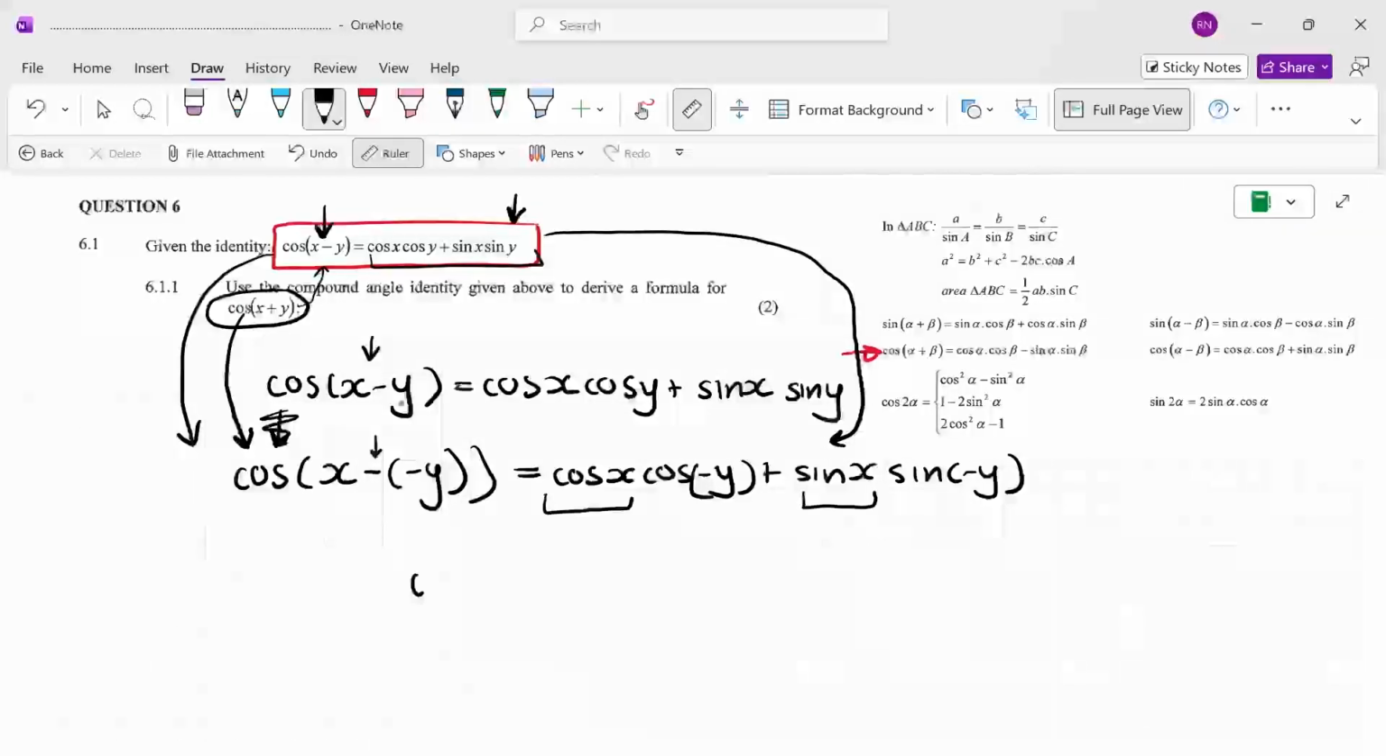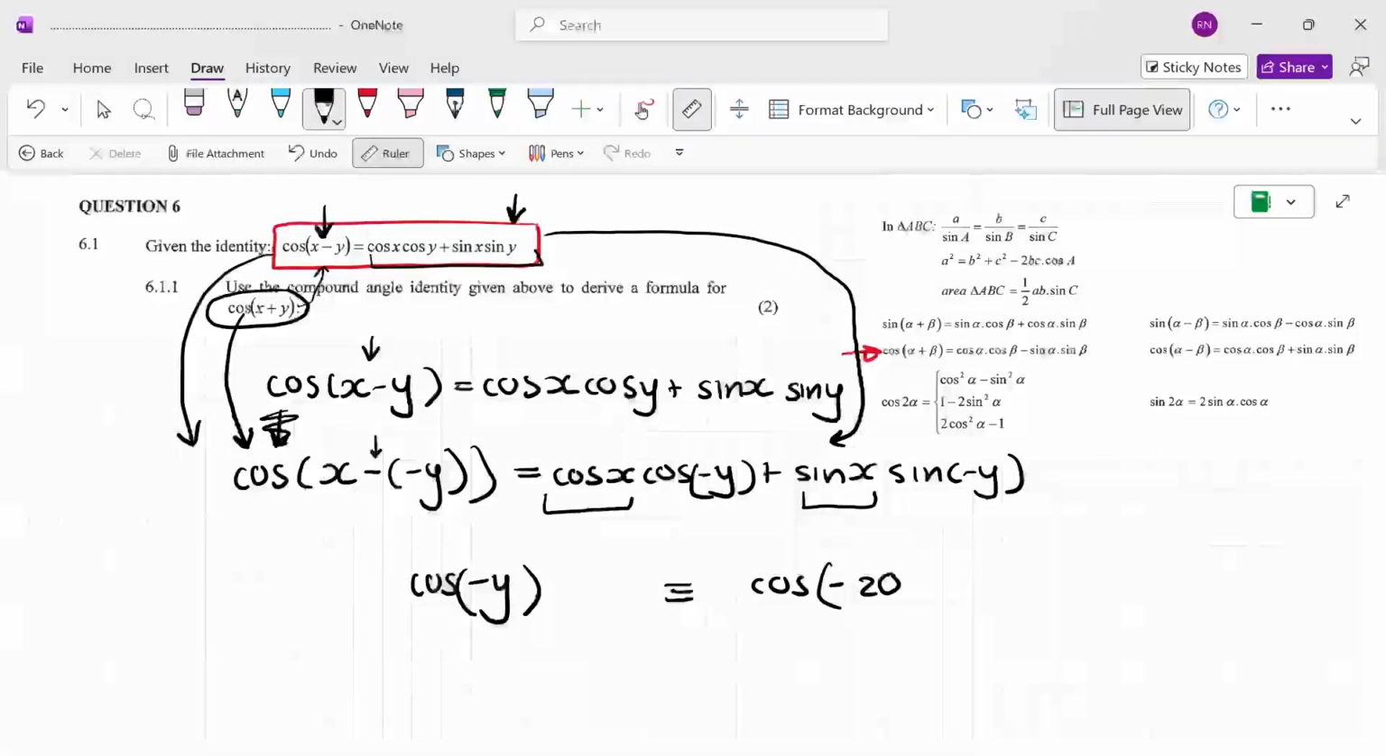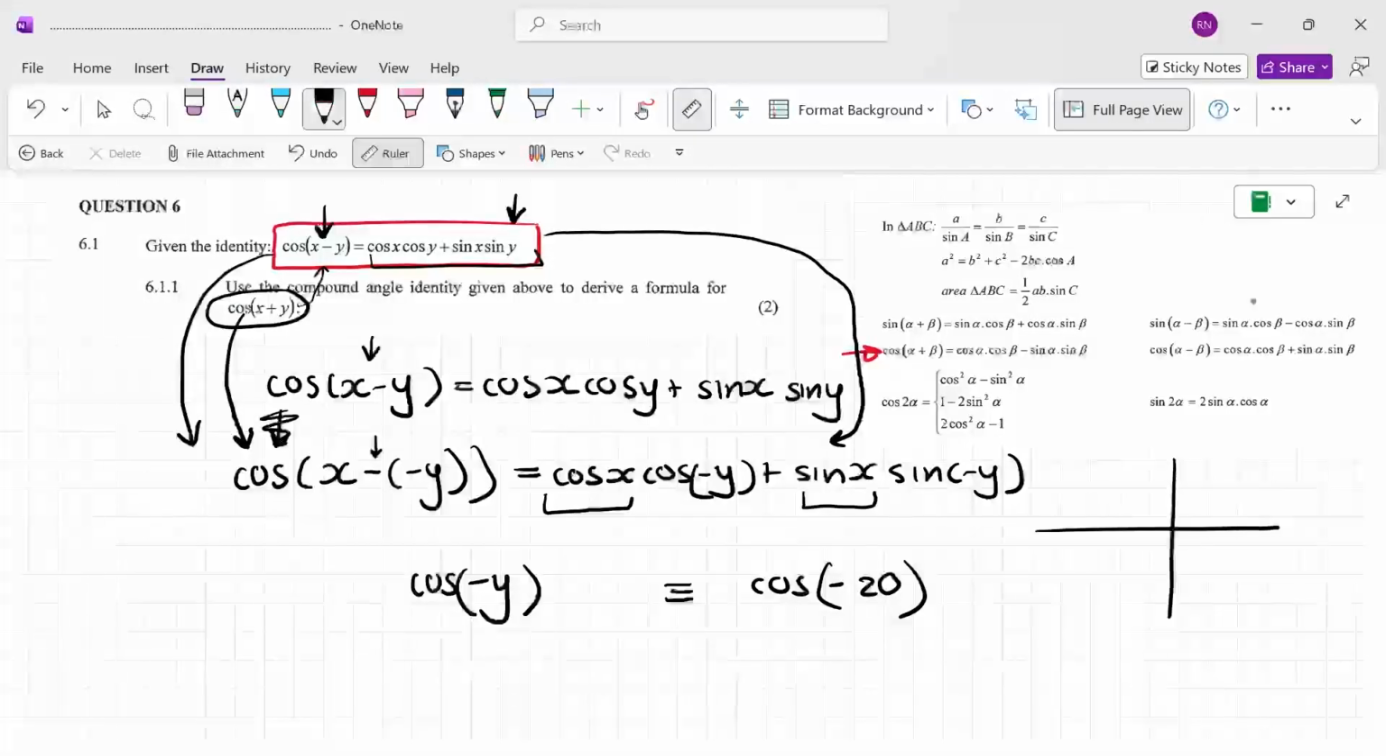Okay, cos of negative y. What is that saying? Let's say I had cos of negative 20, right? Just normally, and they asked you to write this as a positive angle, whatever, right? Cos of negative 20 is somewhere here. And we know that if we're ever dealing with a negative angle, I need to make it positive. So I need to make it cos of, I need to add 360: minus 20 plus 360.